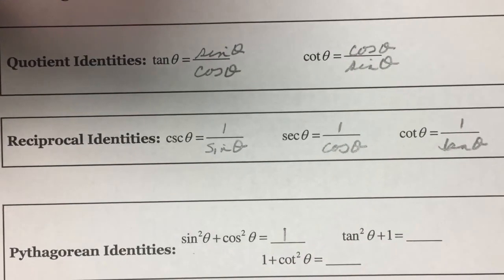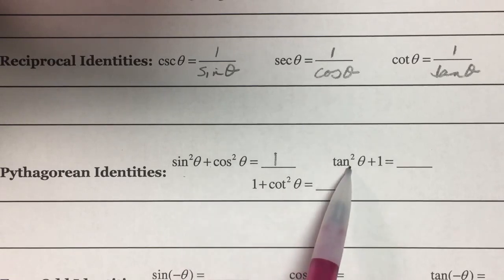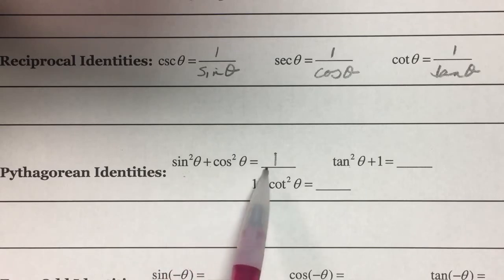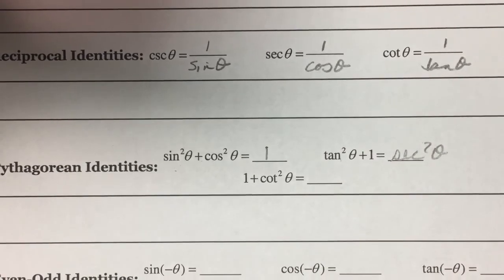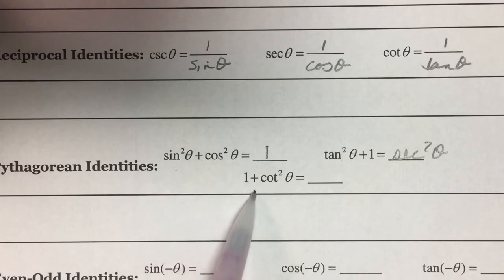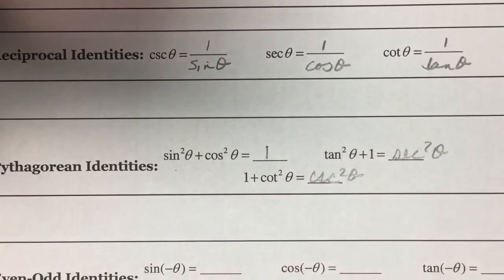And remember, I showed you in another set of notes how to get the other two. For example, if I were to take this identity and divide everything by cosine squared theta, I would end up with this identity. That means I would get 1 over cosine, which is secant squared theta. And if I were to divide it by sine squared theta, I would end up with this identity, which would give me cosecant squared theta.